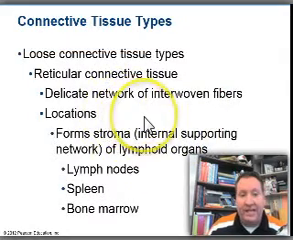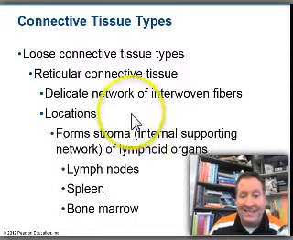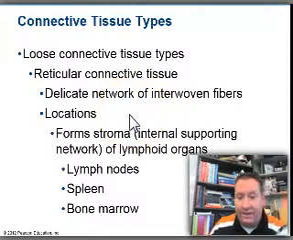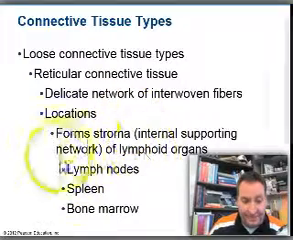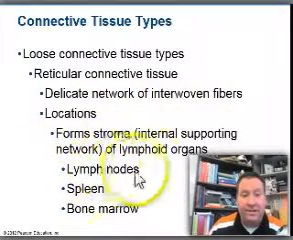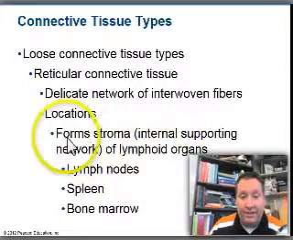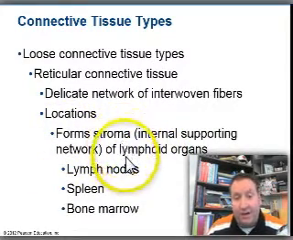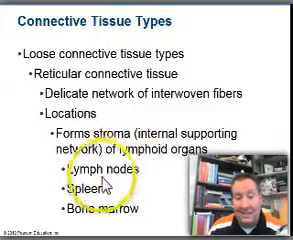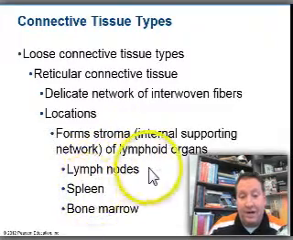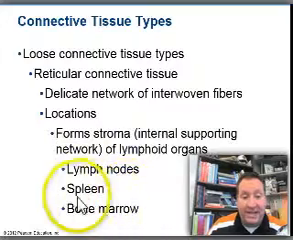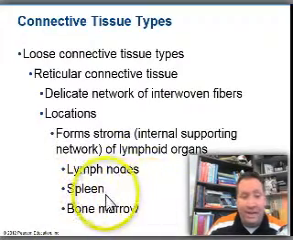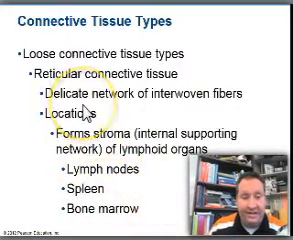Another type of loose connective tissue that we have is reticular connective tissue. Reticular has reticular fibers associated with it. We find this reticular connective tissue often associated with the stroma, the inner support network of our lymphatic system or lymph node organs, like the spleen and our lymph nodes. We also find it inside the bone, in bone marrow.